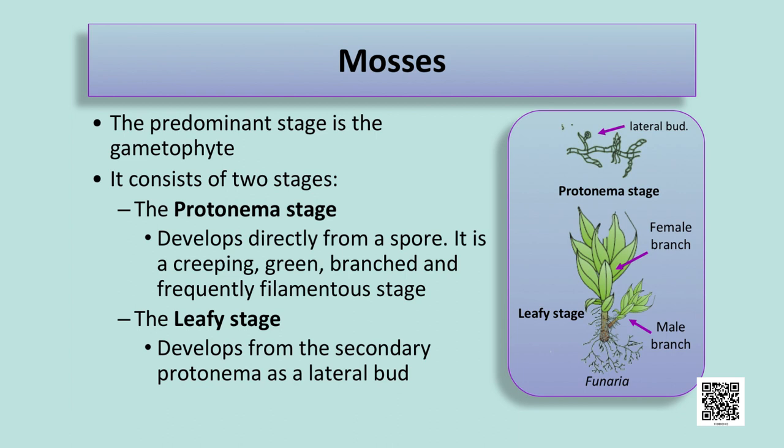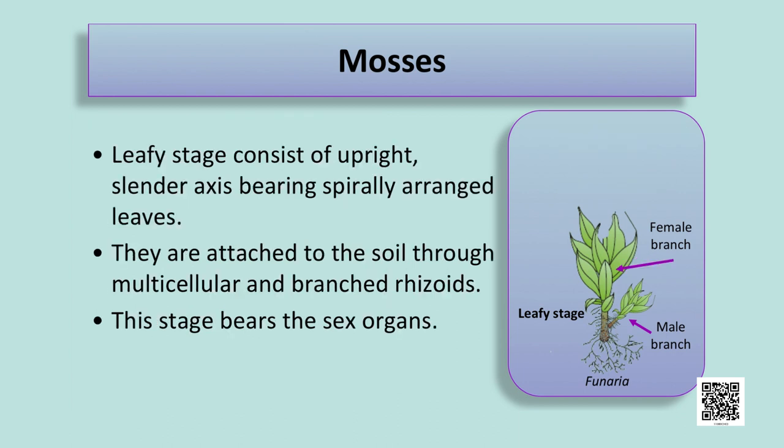The second stage is the leafy stage. The leafy stage develops from the secondary protonema as the lateral bud as shown in the diagram. The leafy stage consists of an upright cylinder axis bearing spirally arranged leaves. They are attached to the soil through multicellular and branched rhizoids. This stage bears sex organs. Remember, all bryophytes are monoecious with exception to Marchantia. It is dioecious with separate male and female thalli.